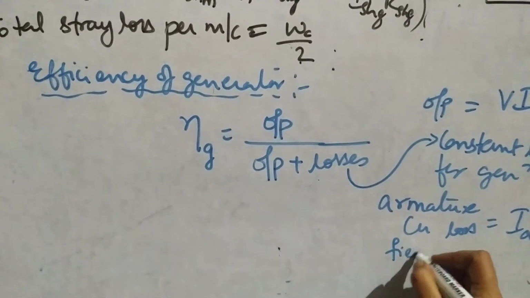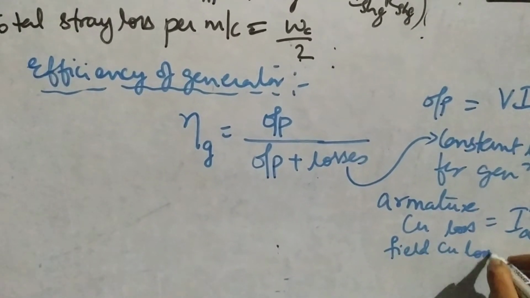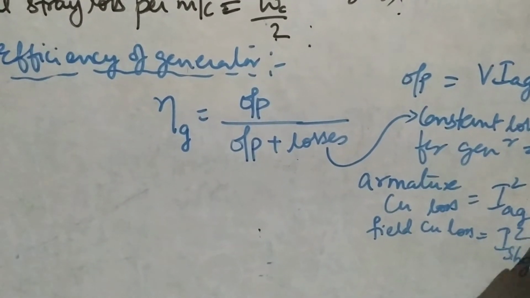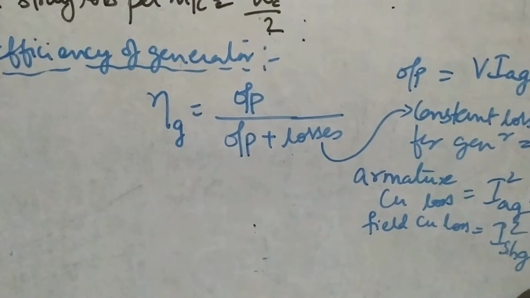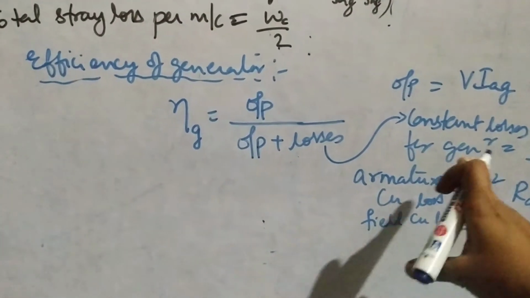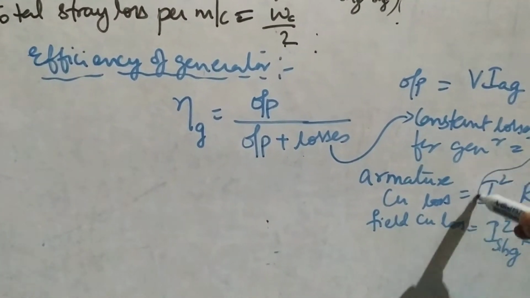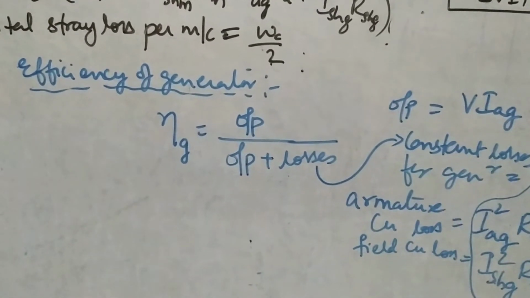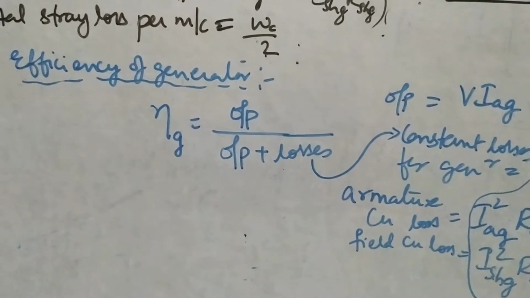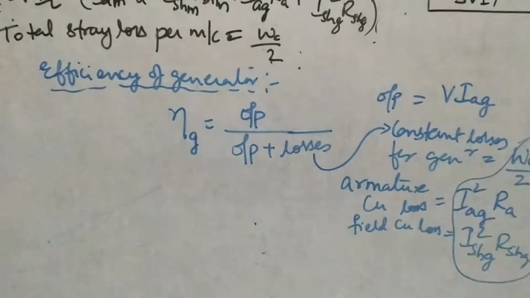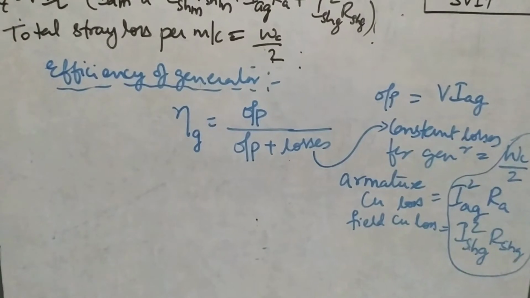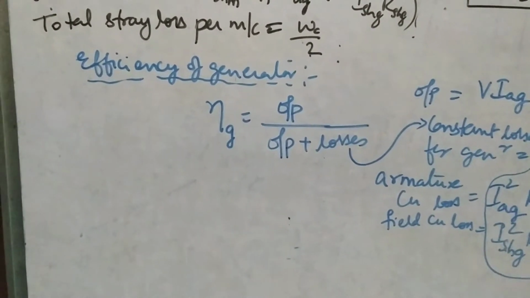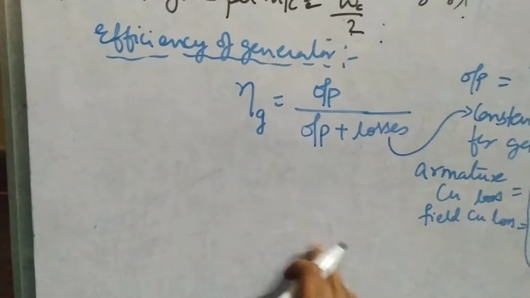Similarly, field copper loss, which is again with respect to the shunt field winding. So all these parameters we have to add up in the denominator. And in the output we have to write it as V into IAG. That is all about the efficiency of generator. Similarly, for the efficiency of motor also you can do the calculation with the same steps.